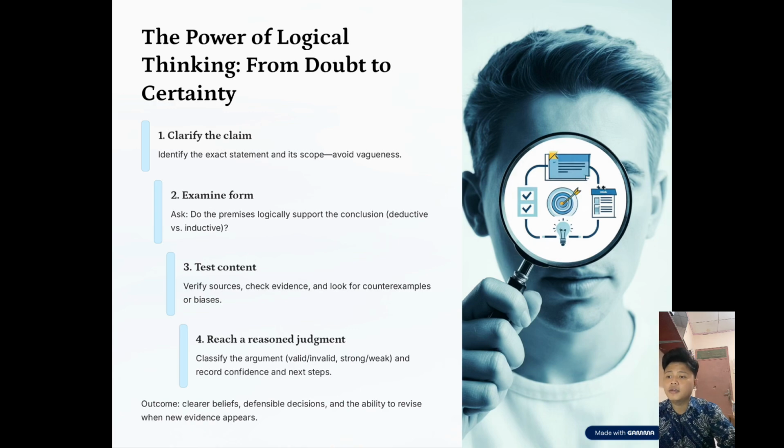And number 4 is reach a reasoned judgment. Classify the argument: valid or invalid, strong or weak, and record confidence and next steps. How to become a clearer thinker: a defensible decision, and the ability to revise when new evidence appears.